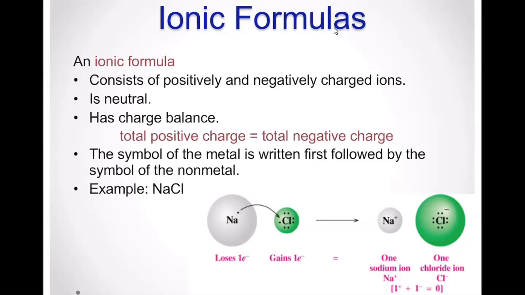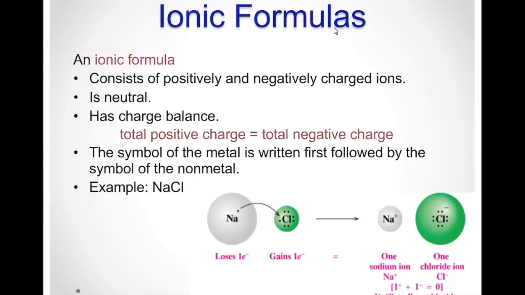Okay, so an ionic formula will contain the positive and negatively charged ions. We always write it so that it is neutral, that the charge is balanced, that the total positive charge is equal to the total negative charge. The symbol of the metal, or the cation, is written first, followed by the symbol of the non-metal.